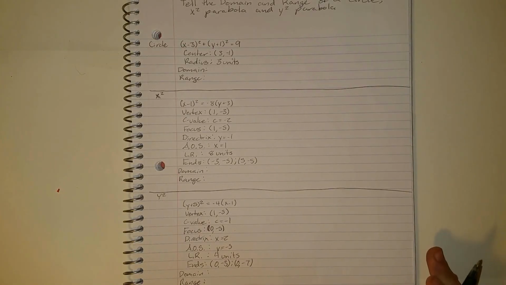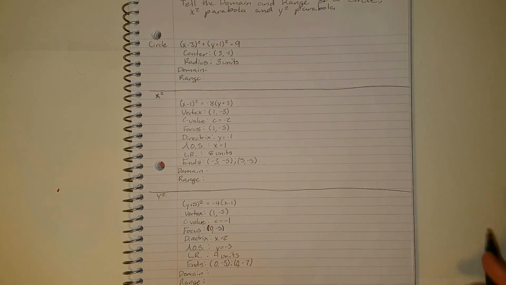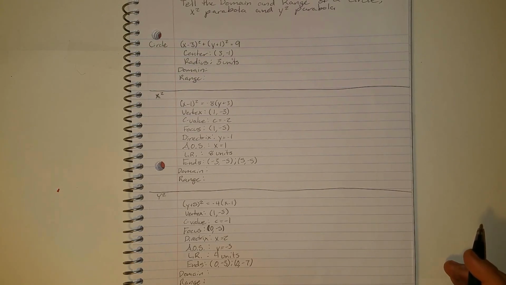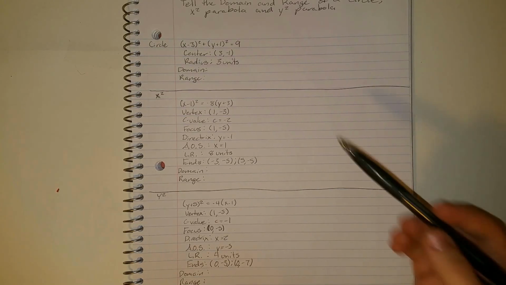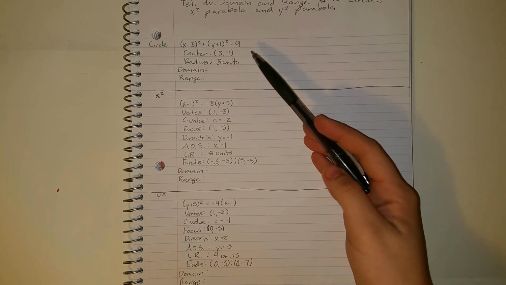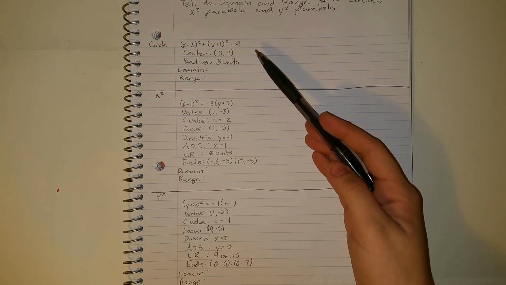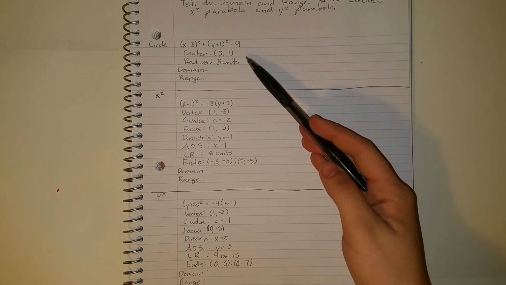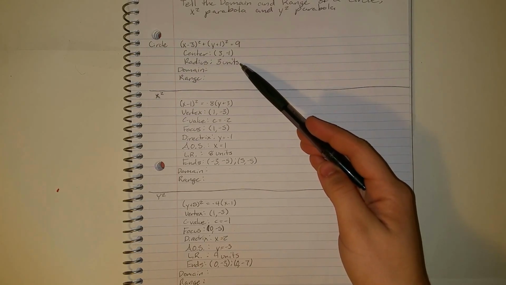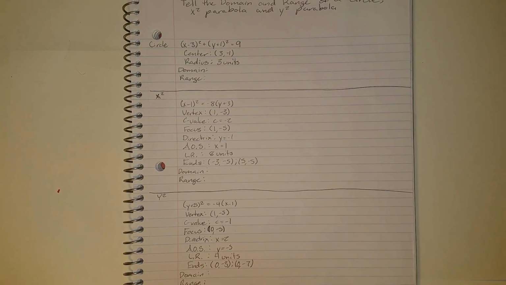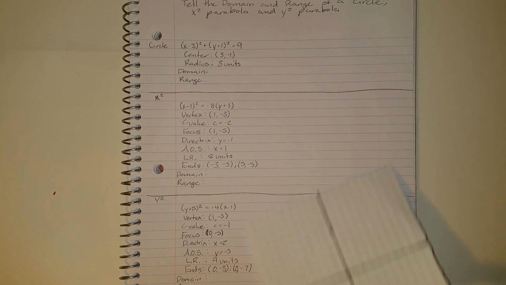In this video, we're going to tell the domain and range of a circle, an x squared parabola, and a y squared parabola. First off, you're going to be given the equation. First instance, this is an equation for a circle. From the equation, you can derive the center and the radius, which helps you be able to graph the equation.